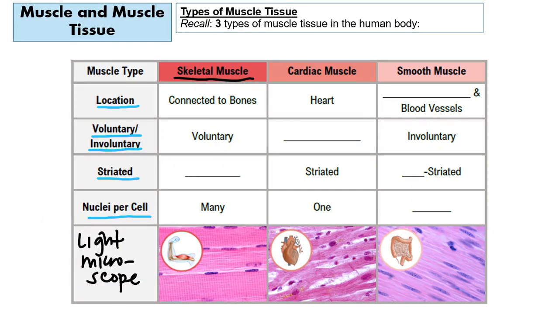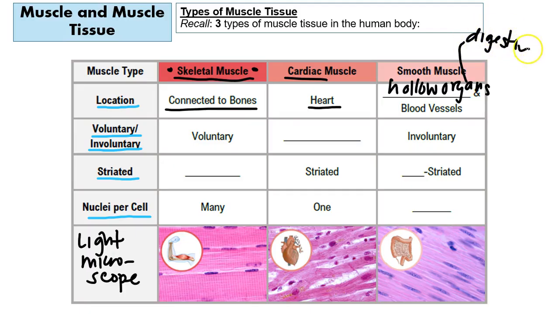All right, the 3 types: skeletal muscle, cardiac muscle, smooth muscle. Our focus is going to be skeletal muscle. Now, the location in the body. Skeletal muscle is connected to bones. Cardiac muscle is heart. Location is in the heart. And smooth muscle is going to be our blood vessels and hollow organs. Some examples of these hollow organs are going to be our digestive tract and the bladder.